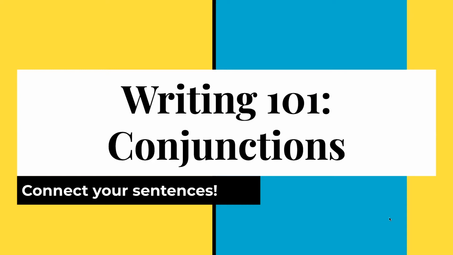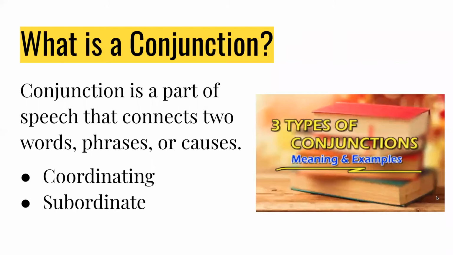Today we're going to be focusing on conjunctions. So starting off, what is a conjunction? A conjunction is a part of speech that connects two words, phrases, or clauses. The two types of conjunctions are subordinating conjunctions and coordinating conjunctions.